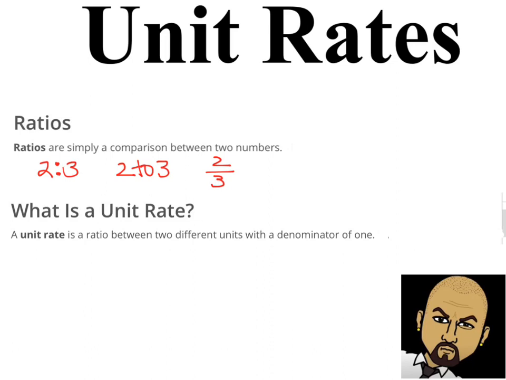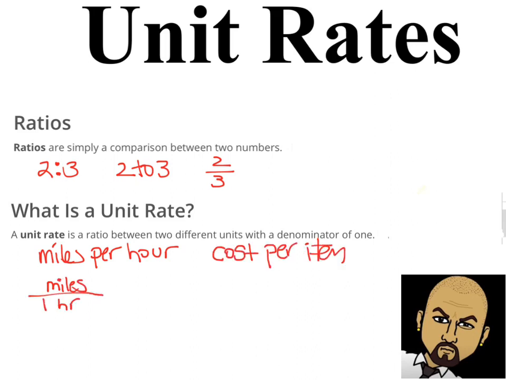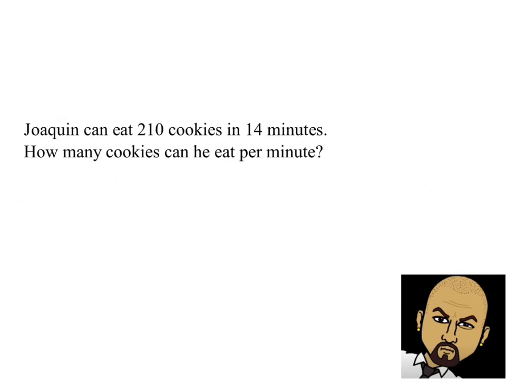Now, a unit rate is a ratio, but you're comparing two different units, and the denominator must be 1. So you want to figure out how much of something for one of another item. Some common unit rates are miles per hour. That means how many miles per 1 hour, and we write it as a fraction. And for example, cost per item, which is called the unit price. How much does it cost for one item? Like how much per can, or the cost per soda type of thing. So let's go ahead and get started.